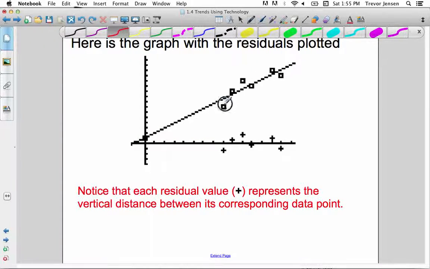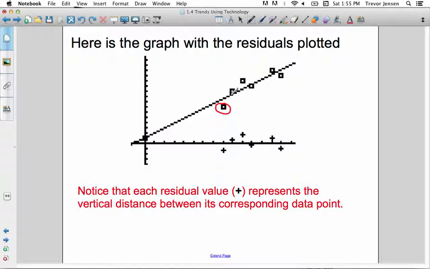So this data point here, if we look at that data point there, it's below the line of best fit. So its corresponding residual value will be below the x-axis. And notice the distance between this data point and the line of best fit should be equivalent to the distance between that data point and the x-axis. Okay? And notice this data point is above the line of best fit by that much, so its corresponding residual value should be above the x-axis by that much. Okay? The residual values tell you the vertical distance between a point and the line of best fit. So this residual value tells us the corresponding point should be below the line of best fit, and if we look up, that's the case.